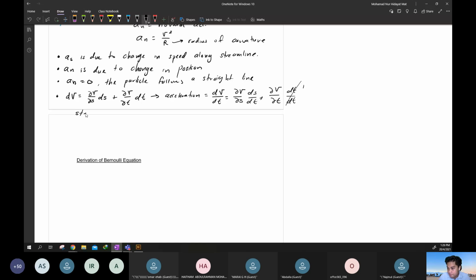Okay, so when we talk about the steady flow, that means there is no change over time. Alright, so any term over time will be equal to zero. So the partial derivative of v over partial derivative of time will be equal to zero, right? It is a steady flow. So the As is equal to dV over dt, equal to the partial derivative of V over partial derivative of S multiplied with dS over dt.